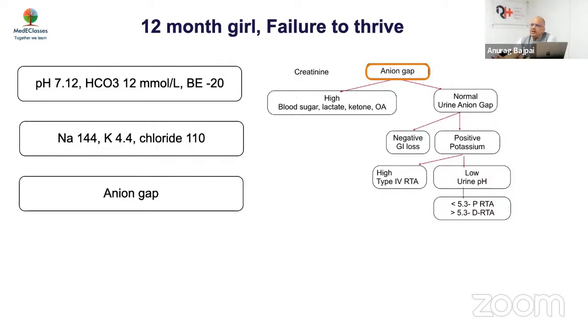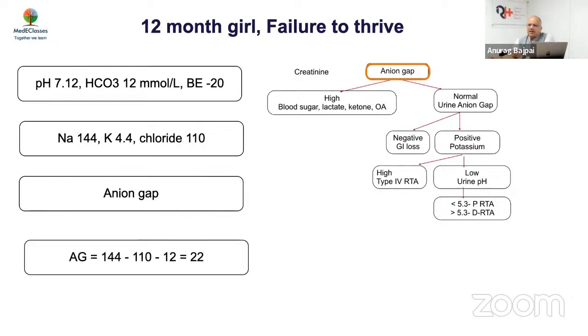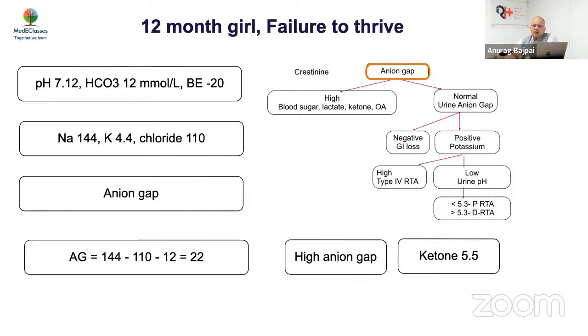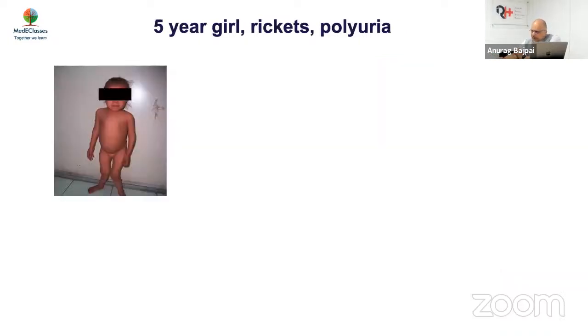So do you think this is RTA? You have to start thinking of something else. I've seen many patients who are labeled as RTA, but the anion gap was not measured and they actually turn out to be organic acidemia. So anion gap clearly in this case is high. We have to think of some form of organic acidemia in this setting.